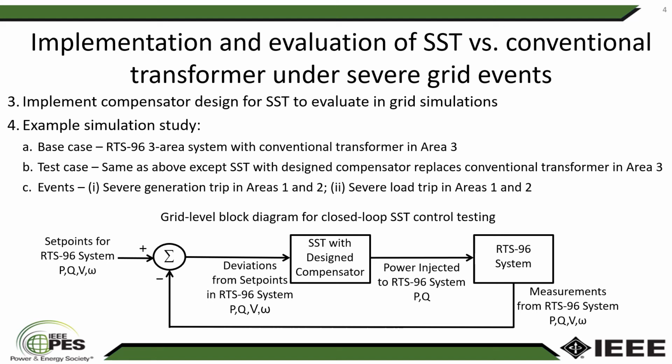The test case is the same thing, except that the conventional transformer is replaced with a solid-state transformer with the designed compensator. Two events were simulated: a severe generation trip in the first two areas and a severe load trip in the first two areas. You see below what the grid-level block diagram looks like.